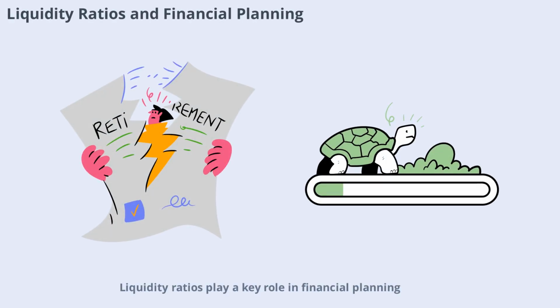Liquidity ratios play a key role in financial planning. They help managers anticipate cash needs, plan investments, and prepare for emergencies. By incorporating liquidity analysis into budgeting and forecasting, companies can make smarter decisions and reduce the risk of cash shortages.